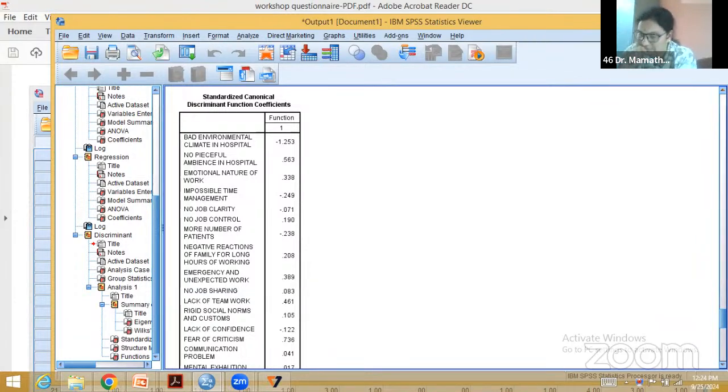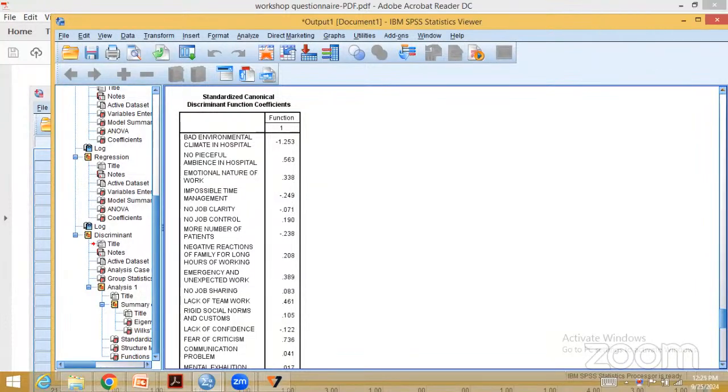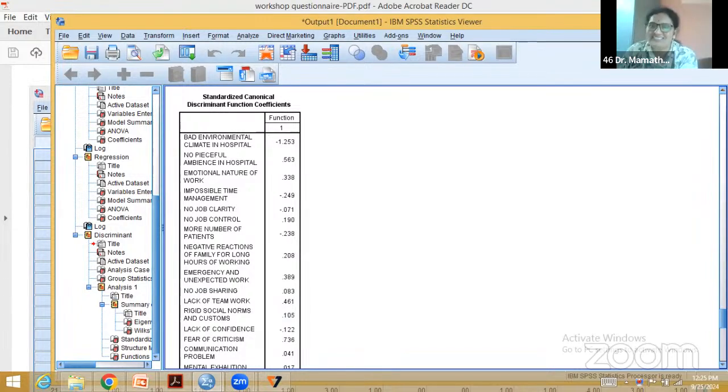Okay, one more question, sir. In discriminant analysis, in the output shown on the screen, can we do something like the bad environment climate in hospital? Now negative it has shown, which means it is in the government hospital. Can we have the comparison between a government hospital and the private hospital on each factor? Can we get that output also? Then we will apply the t-test. Okay, so that is the t-test. Yes, sir. Thank you.